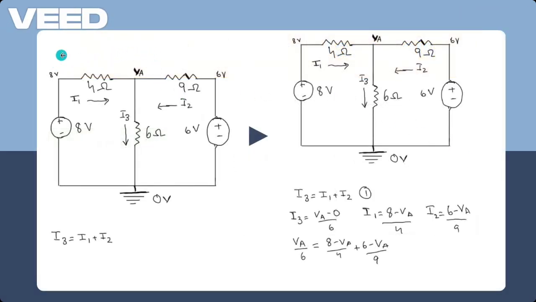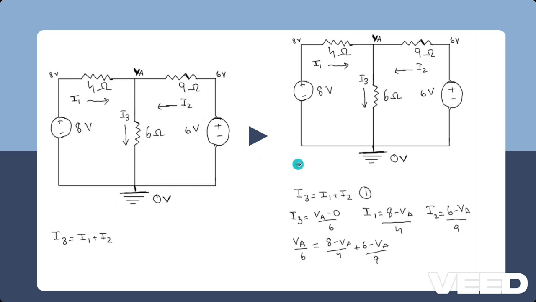First, we mark the voltages at the points. This point will be 8 volts because of this DC source. Here will be VA, the unknown node voltage, which we have to find. And this is 6 volts because of this source. Now we can mark the current directions. I1 goes here, I2 goes here, and I3 goes here. Using KCL, we get the equation I3 equals I1 plus I2. We mark that as equation number 1.